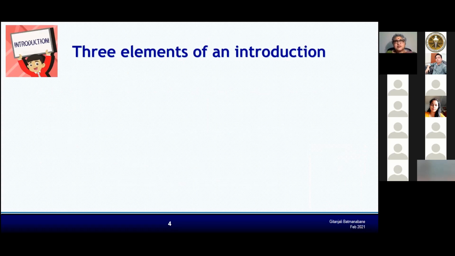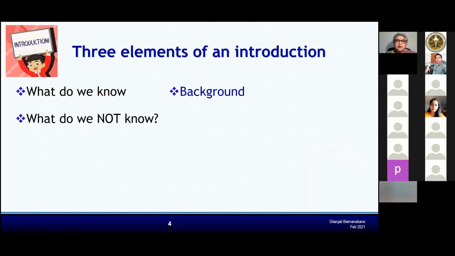If you remember this, you will be able to guide your residents to write the introduction part. What do we know? That is the background. So that is the first element. That is the background of the study which you have undertaken. The second element is, what do we not know? These are the gaps in the study.